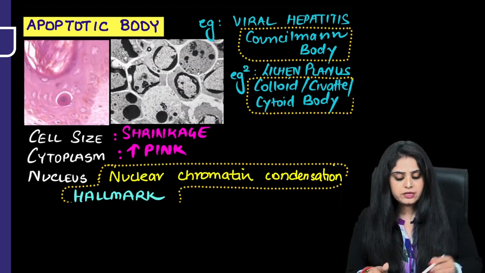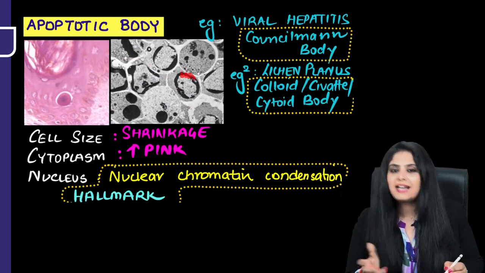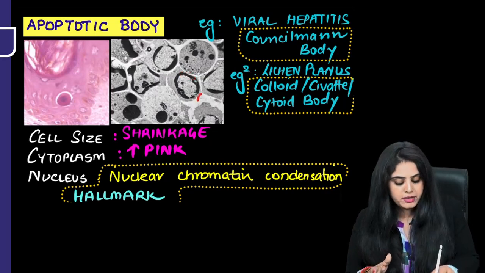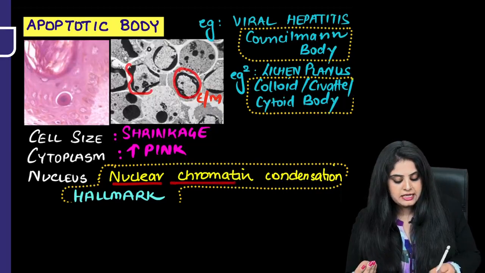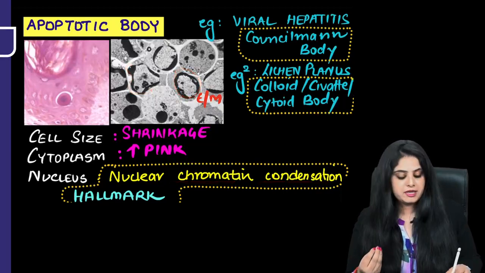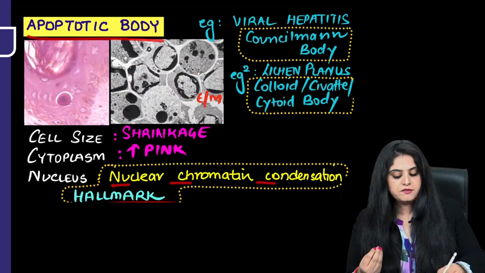Now if you look at the same picture over here, can you see this black and white photo? This must be an electron microscope image, and I can definitely see some black area in the periphery, and that is all the nuclear chromatin that has condensed. So always remember NCC as the hallmark of apoptosis.